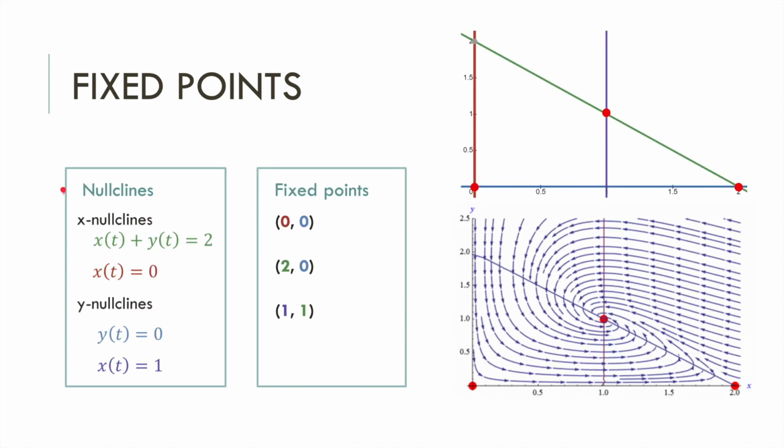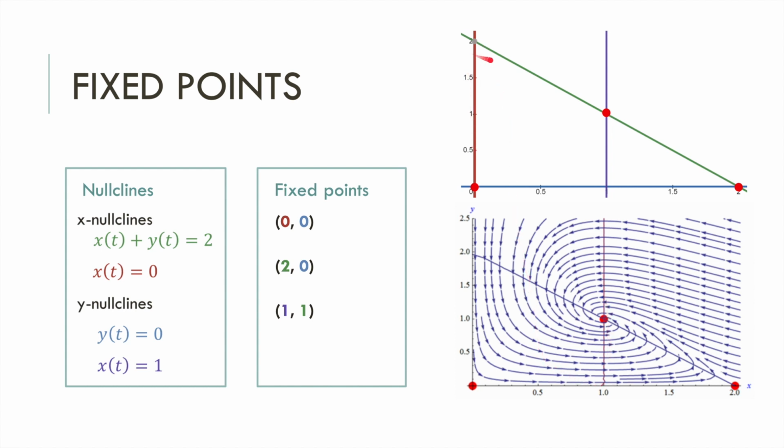So to briefly recap, these are the nullclines that we calculated. This nullcline is represented on the graph right here. x of t equals 0 is obviously represented right here, y of t equals 0 is shown here, and x of t equals 1 is shown here. We then calculated the fixed points. But as you can see, the nullclines and fixed points we calculated exactly match the nullclines and fixed points visible in the phase plane.